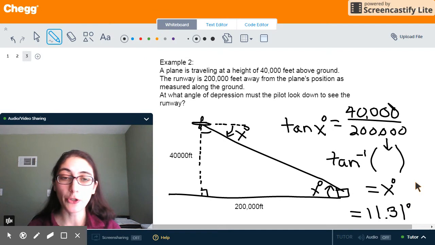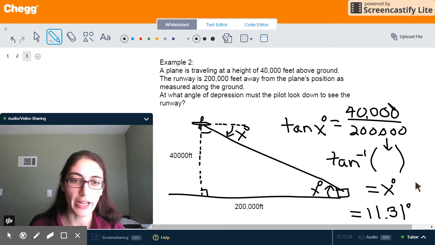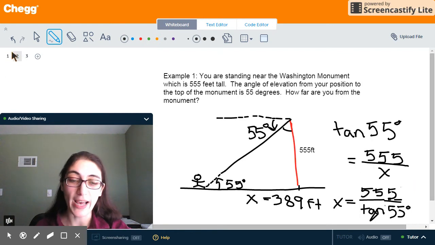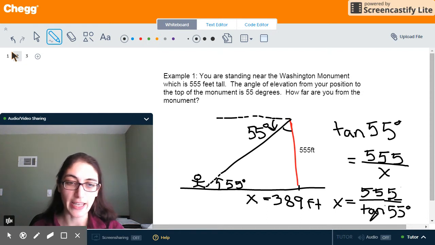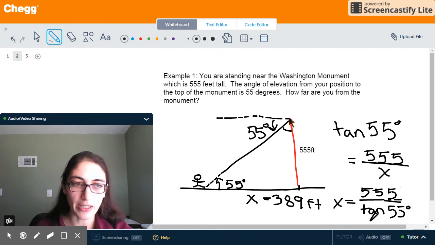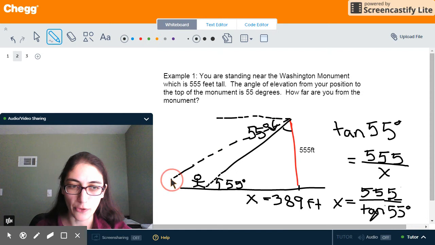Now, whenever you're solving problems involving angle of depression, angle of elevation, be very careful to label your angle in the correct spot, but also look at your final answer and make sure it's logical. So let's look back first at the example 1 where we had the angle of elevation. I had that the Washington Monument was 555 feet, and I'm standing such that the angle of elevation is 55 degrees. I like to think of it relative to if that angle had been 45 degrees, that would be a smaller angle. That would mean that it was further out, that it was over here.